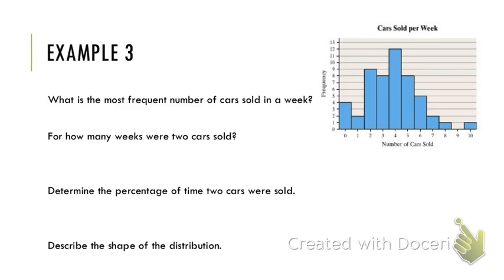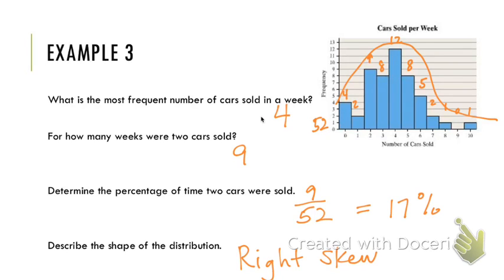Okay, try the next one. Example 3 on your own without my help. Okay, so most frequent is 4. How many weeks were for 2 cars sold? 9. Determine the percentage, 9 out of 52. And the shape is a right skew because you have some upper outliers. So that makes it a right skew. Outliers are on the right side.